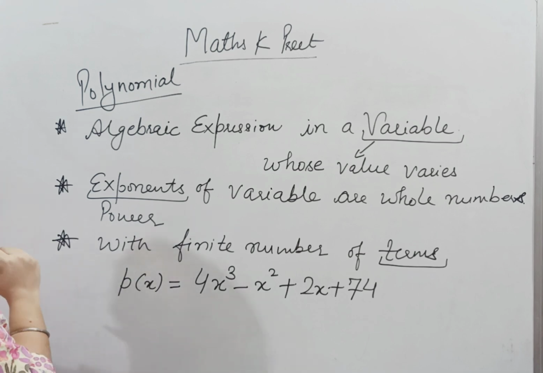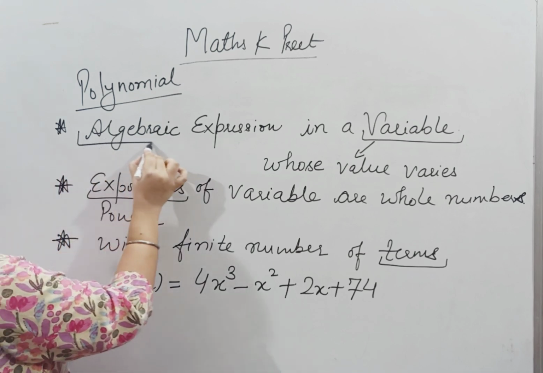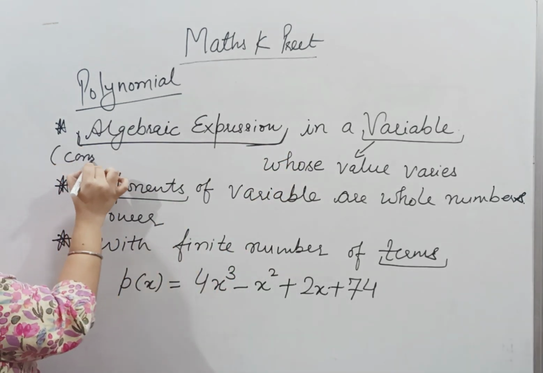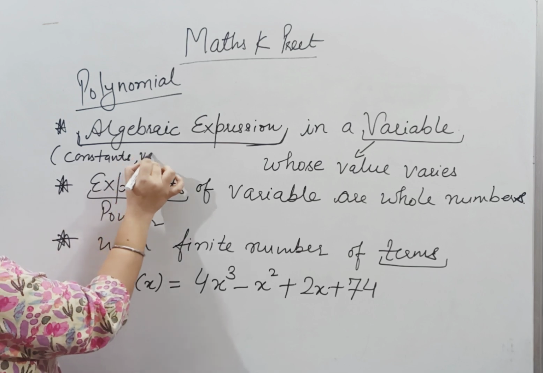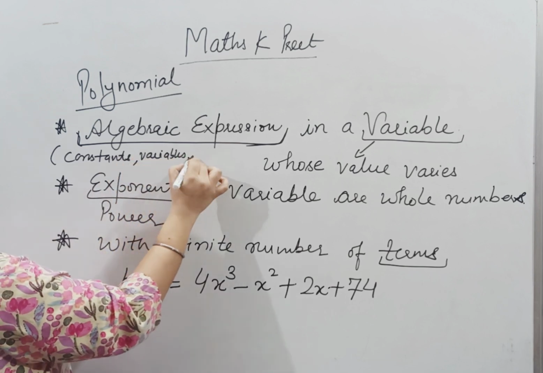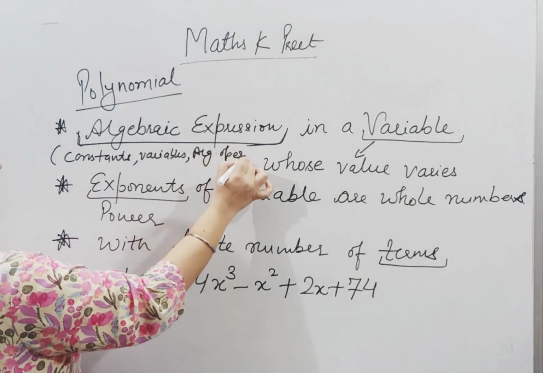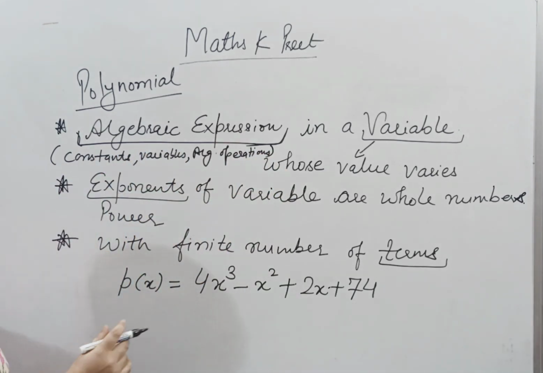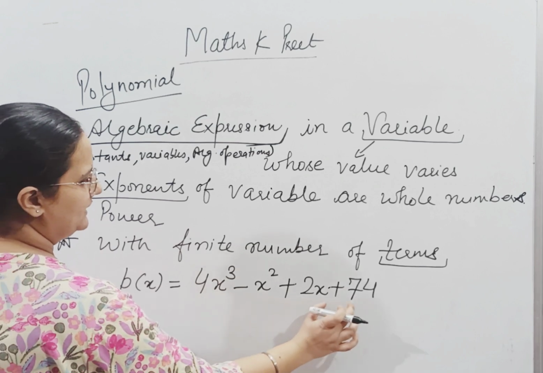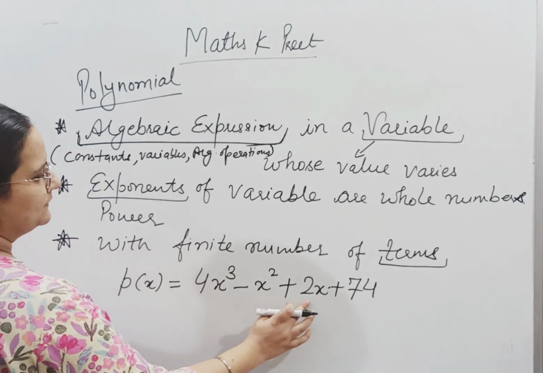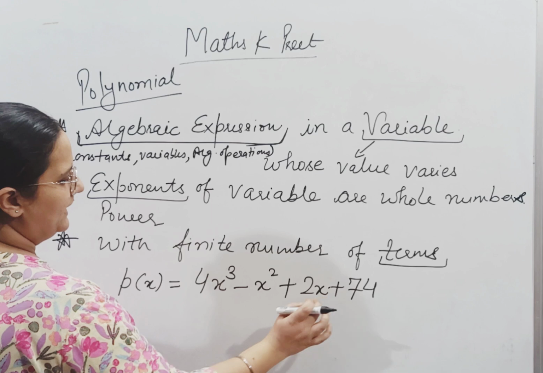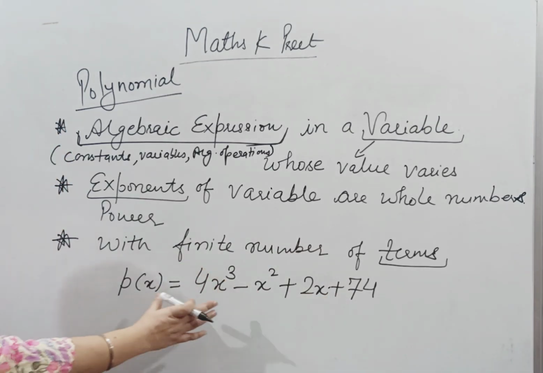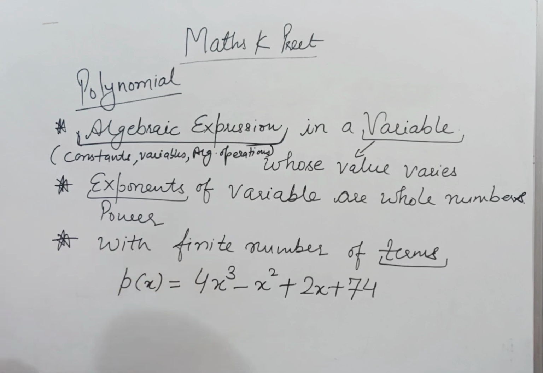Let's understand this definition. A polynomial is an algebraic expression. What is an algebraic expression? An expression having constants, variables, and algebraic operations. All these build up to an algebraic expression. So written here, this is an algebraic expression having constants, variables, and mathematical or algebraic operations. So this is an algebraic expression in a variable.